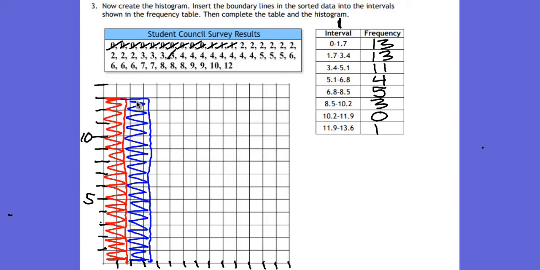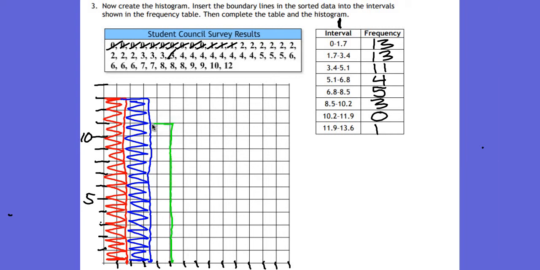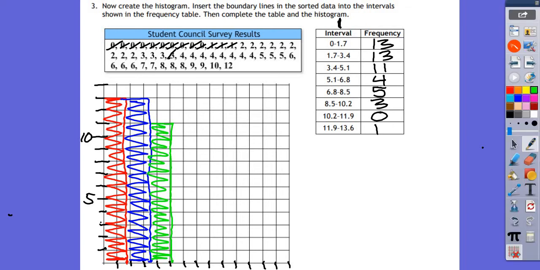Then 3.4 to 5.1. 1, 2, 3, 4, 5. It'll be about right there. I'm going to change it. No, it goes up to 11. No, that's 11. Then I need 6.8. And that goes up to 4.